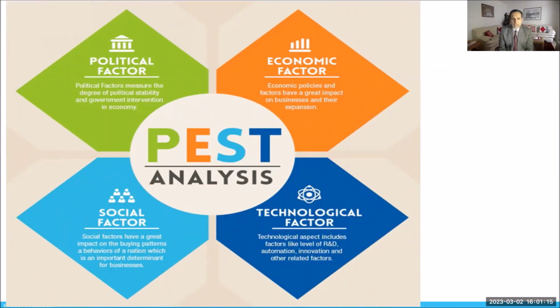So PEST analysis is a management tool which involves evaluating the political, the economic, the social, and technological factors that could impact your business at any given time. In regards to political factors, they could measure the degree of political stability and government intervention in an economy or in a nation. In regards to the social factors, they have a great impact on buying patterns. Knowing the behavioral patterns of a nation is an important determinant for doing business with them. The technological factors include things like level of research and development, automation, innovation, and other related factors in a specific environment.